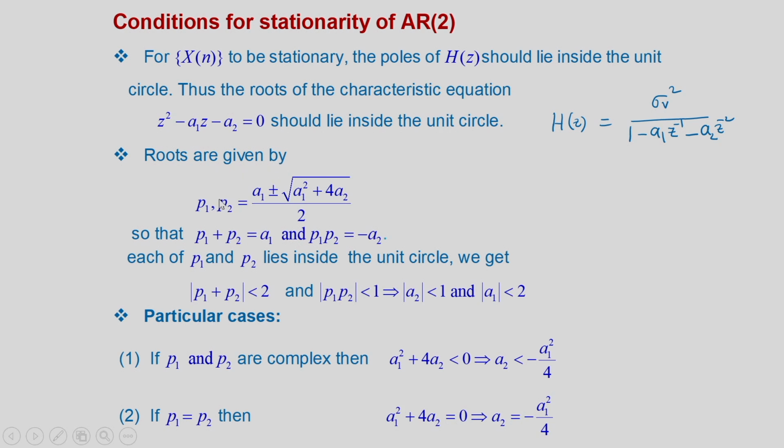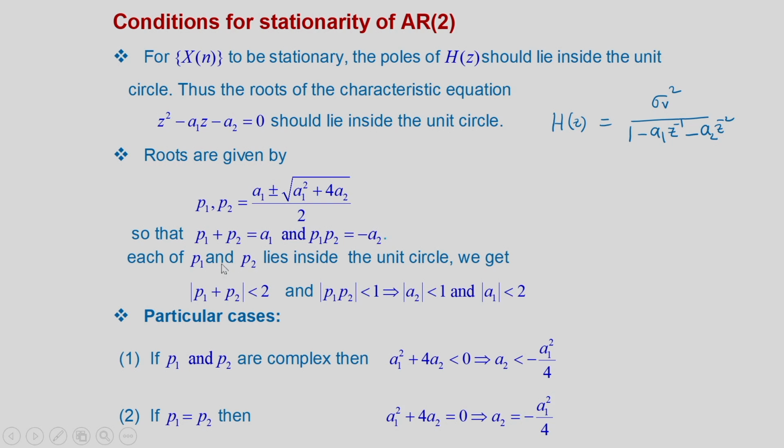Now, there will be two roots of this equation, P1 and P2, given by a1 plus minus root over a1 square plus 4 a2, divided by 2. So, if we consider the sum of the roots, P1 plus P2 is equal to a1, and the product of the roots, P1 into P2, is equal to minus a2. So, we see that a1 and a2 are related to the roots by this relationship.